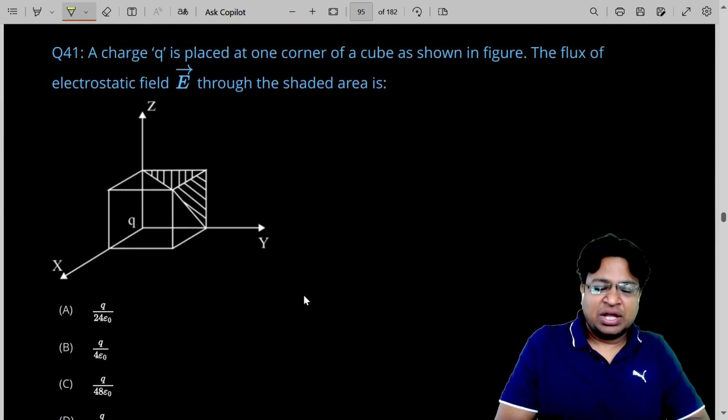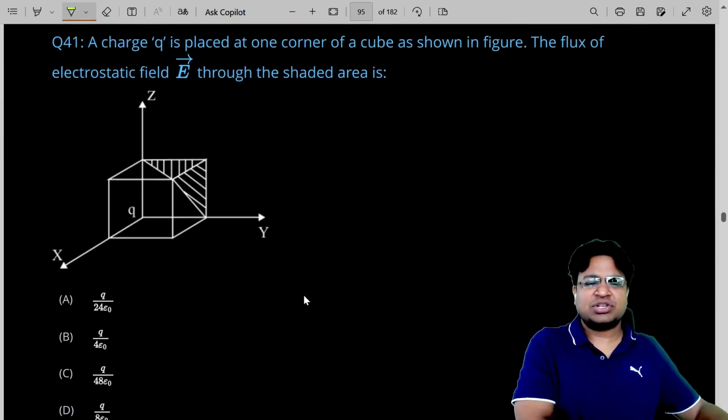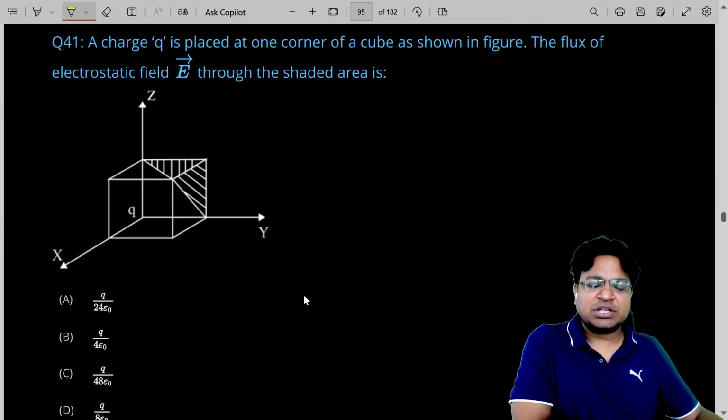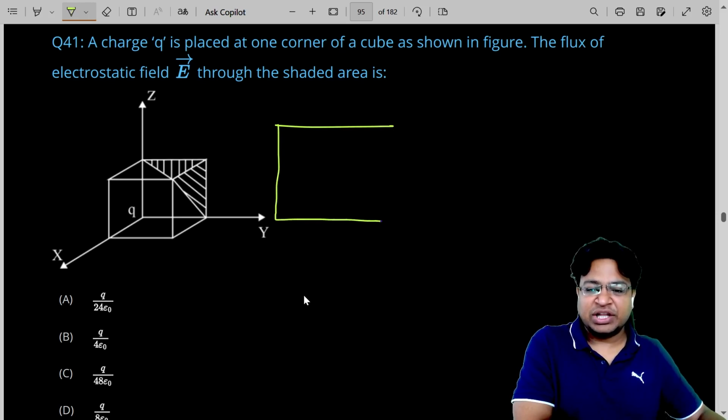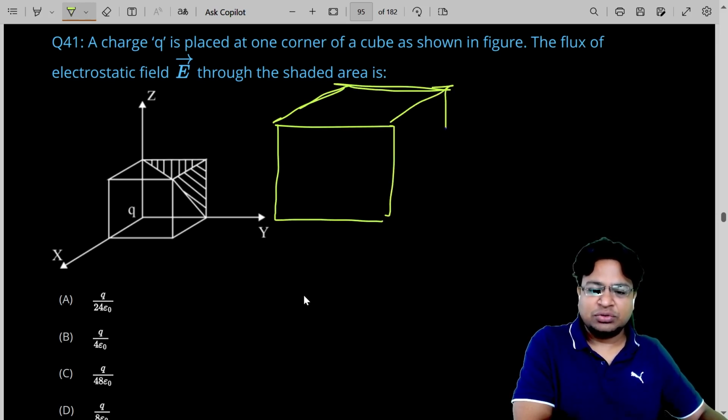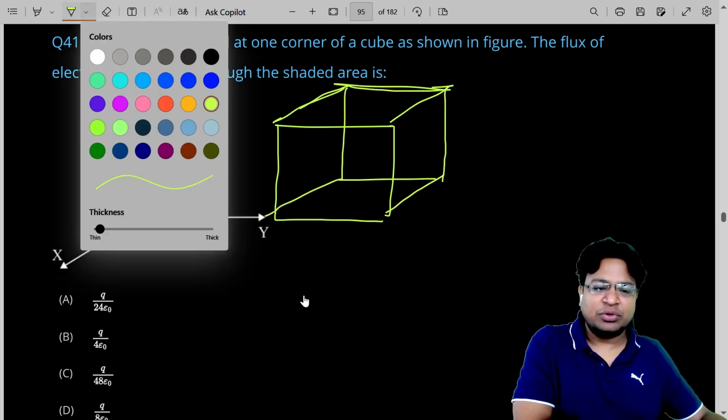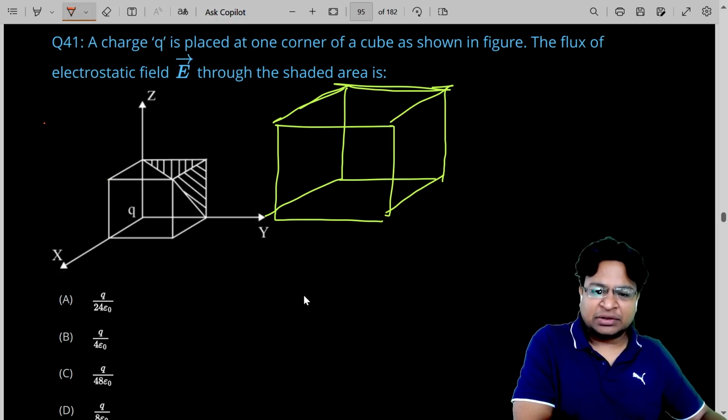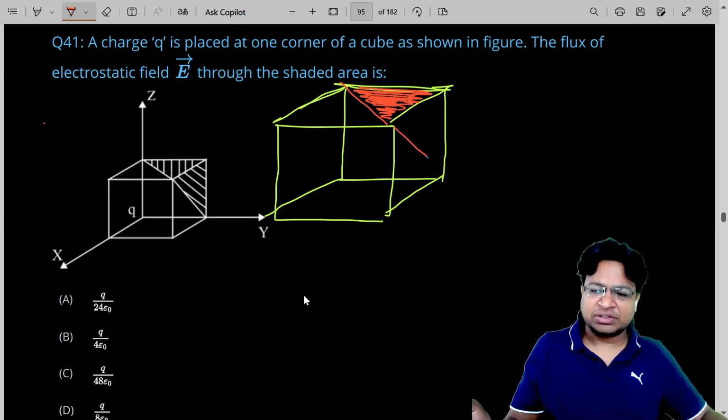Here we come with the next question. This question says a charge q is placed at one corner of a cube. The flux of the... So first of all, guys, in the question, it may not be very clear what the shaded area is that we are given. Again, this is something that can happen in the actual exam also. So you need to go with the best interpretation. Let me tell you the interpretation with which I am going forward. At the top surface, the ceiling of the cube, half of that, and then the right vertical surface, half of that. From this, we have been asked the value of flux.